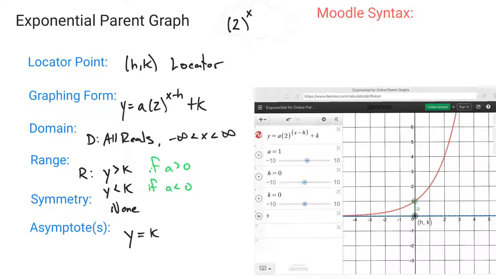So now the final thing would be to talk about the Moodle syntax, which would be how you type this into our digital equations. So there are a lot of ways students tend to do it, but the best, fastest way would be to put an a, then put parentheses around the 2, and then you have your caret for the exponent, and you also need parentheses around the x minus h, and then finally plus k. So the x minus h is all in the exponent of your exponential equation, and the 2 is the base. So the reason we group that together is to know that this 2 gets the exponent of x minus h and not the a.